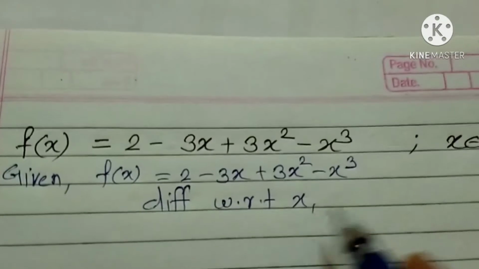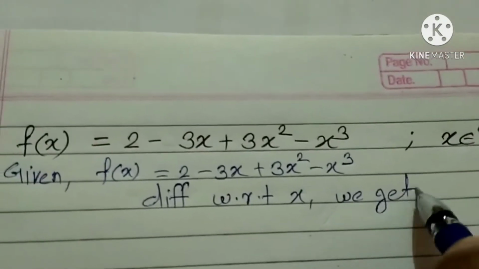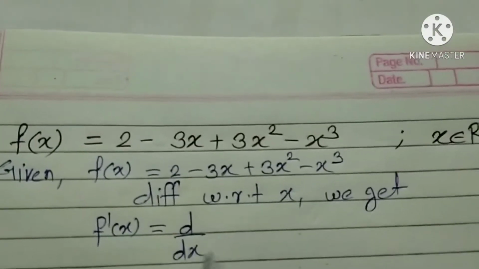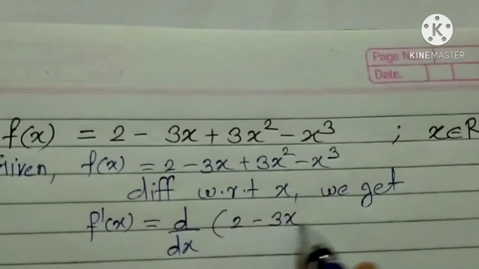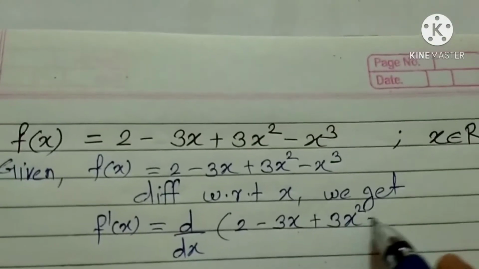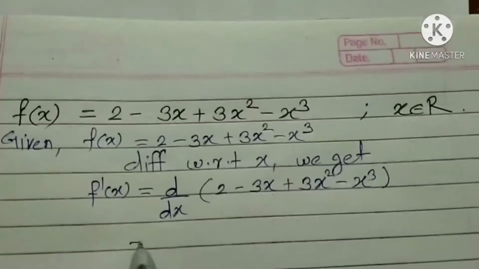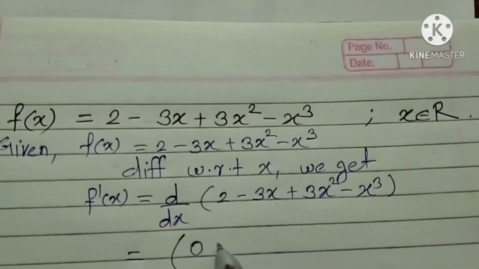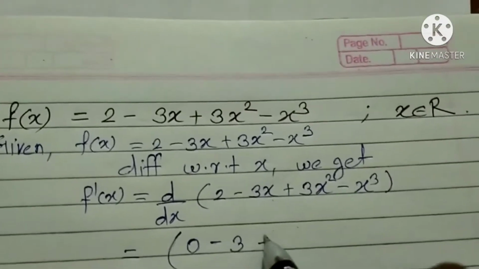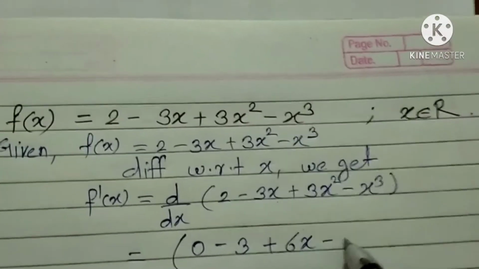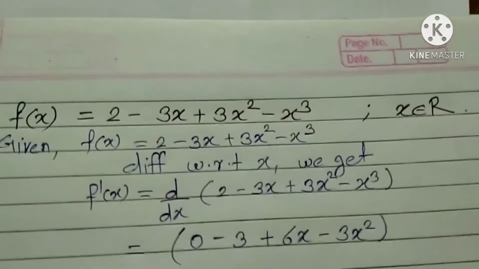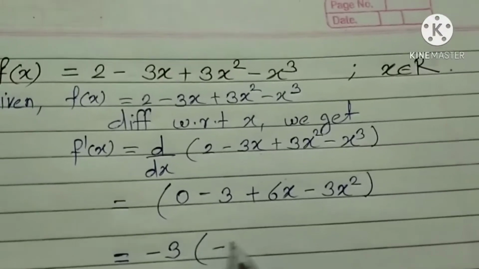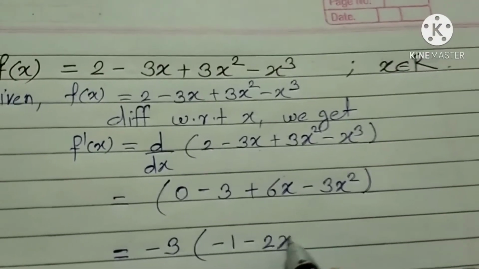So we get f dash of x is equal to d by dx of 2 minus 3x plus 3x square minus x cube. So take the derivative. The derivative of 2 is 0 because it is a constant. The derivative gives minus 3 plus 6x, and this is 3x square. Take minus 3 common.